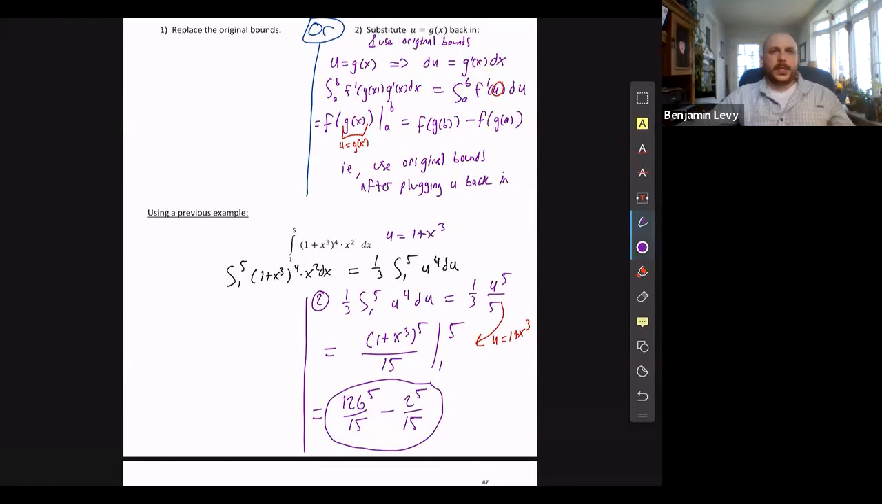Does everyone see where that 15 came from? It came from the 3 times 5. Thoughts about that approach?